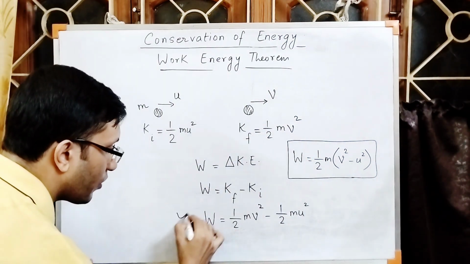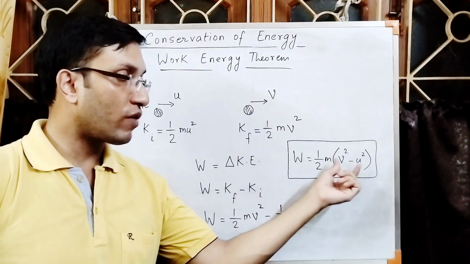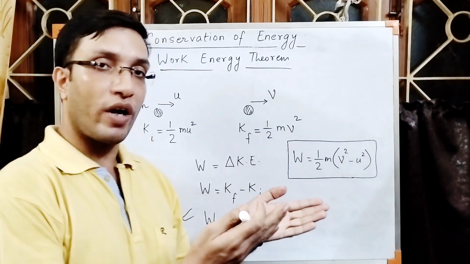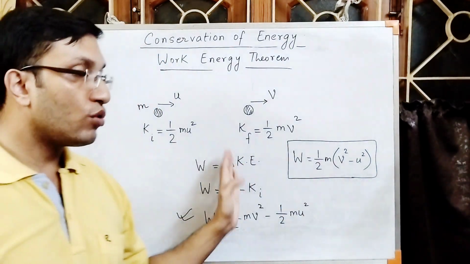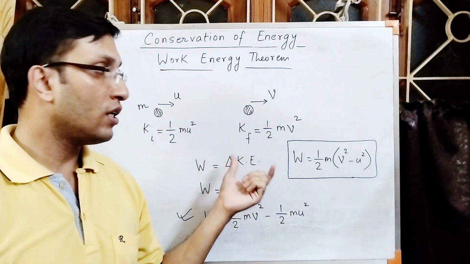This expression, in some of the books you will find this as the expression, and somewhere they have taken this half m common and written v square minus u square in a bracket. So whatever work we are doing on a body, that leads to change in kinetic energy of the body. This is work energy theorem.